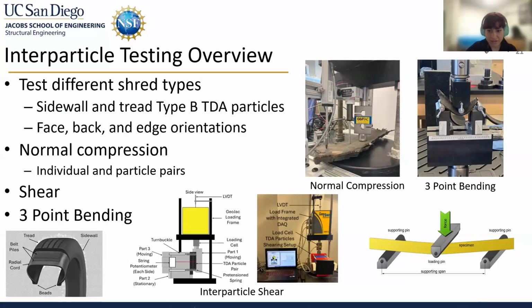The interparticle testing of TDA type B particles include testing different TDA shred types at different orientations, including face, back, and edge. These tests include normal compression of both individual and pair particles, shear testing, and three-point bending tests of the particles. Next slide.